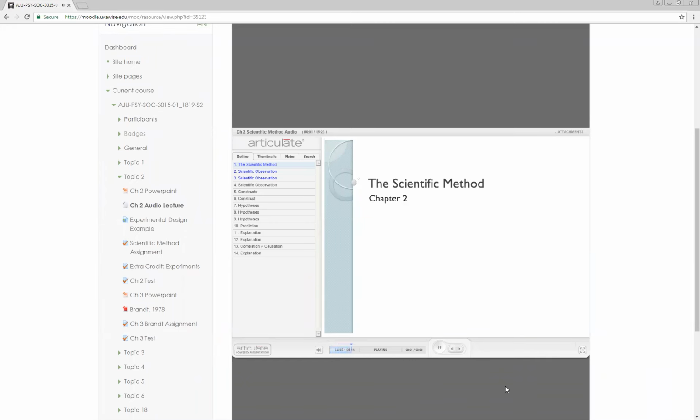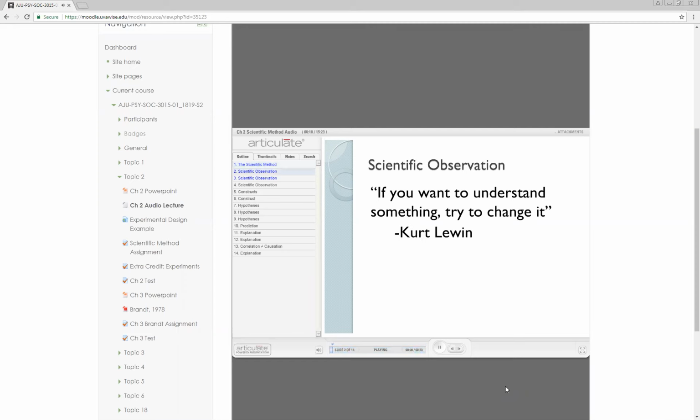For the audio recordings, I will be going into further detail on some of the more important concepts from the slides and helping to provide further explanations for these concepts. One of the main points from this chapter is the importance of scientific approaches to observation, and this quote does a good job of explaining why it's so important and how we approach particularly experimental observations.